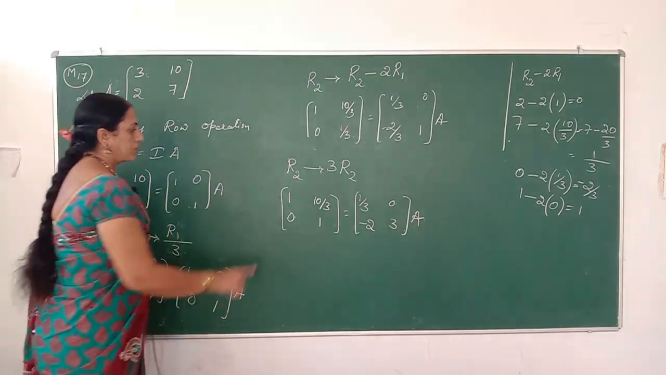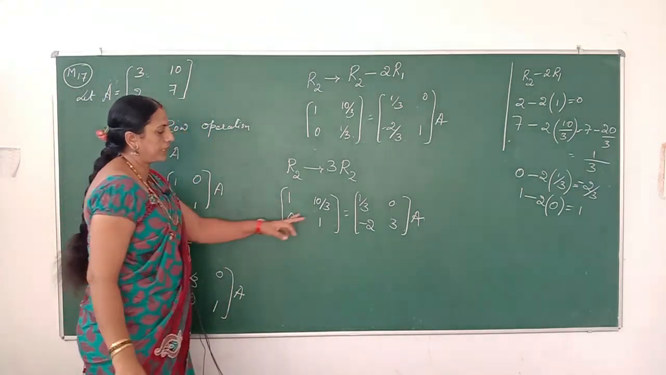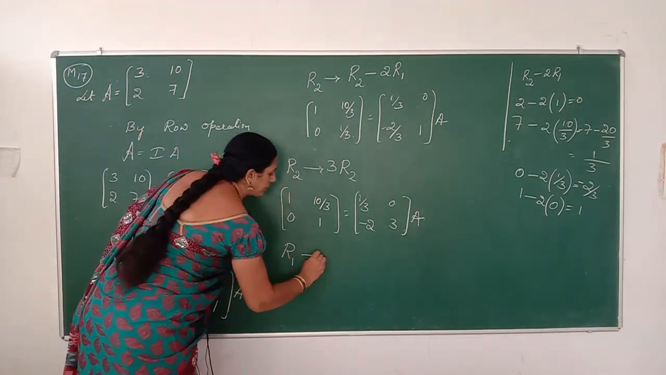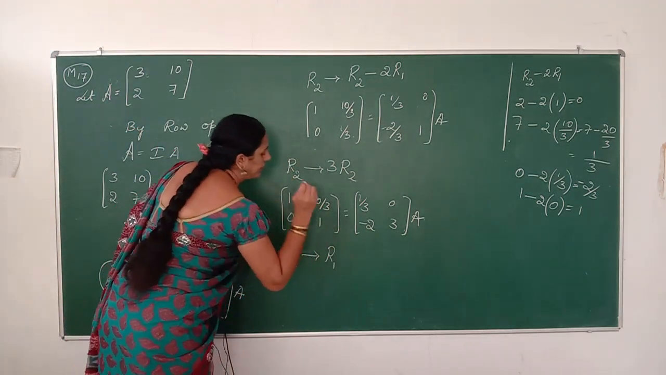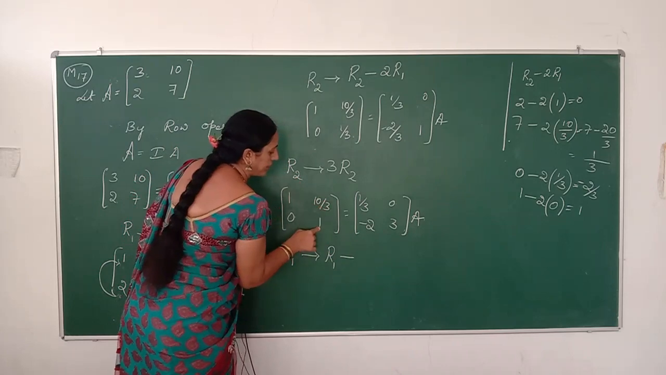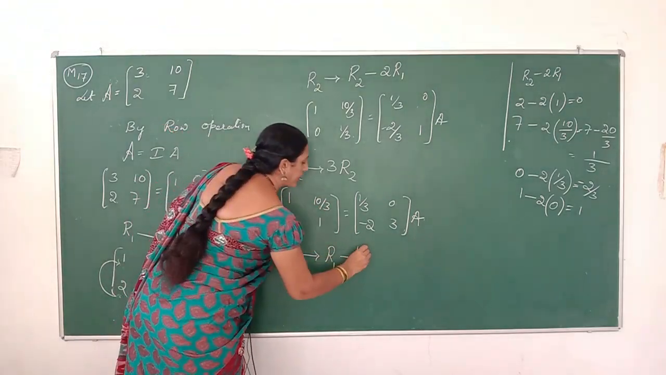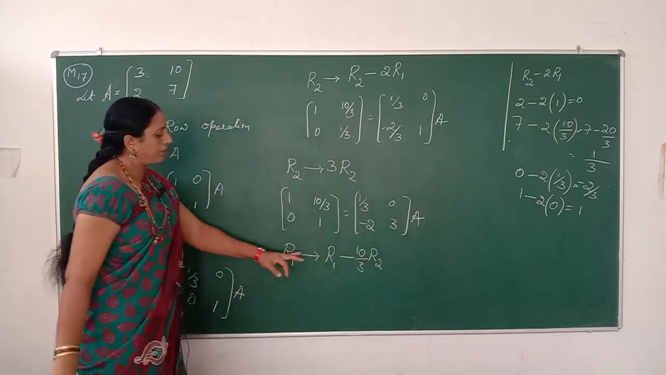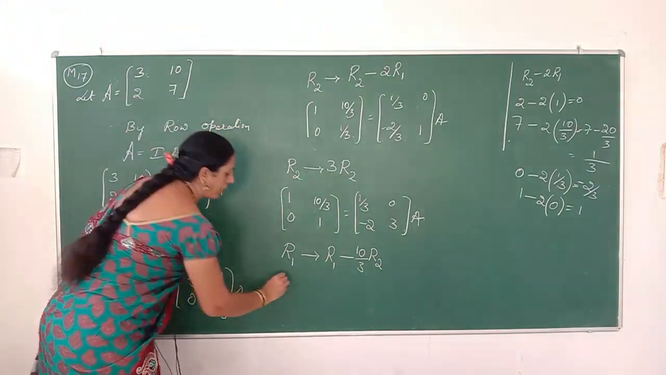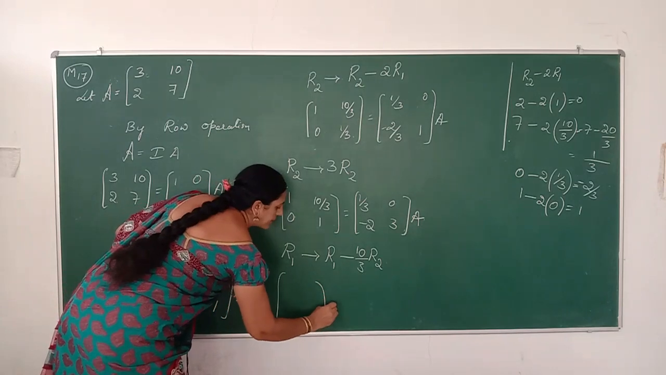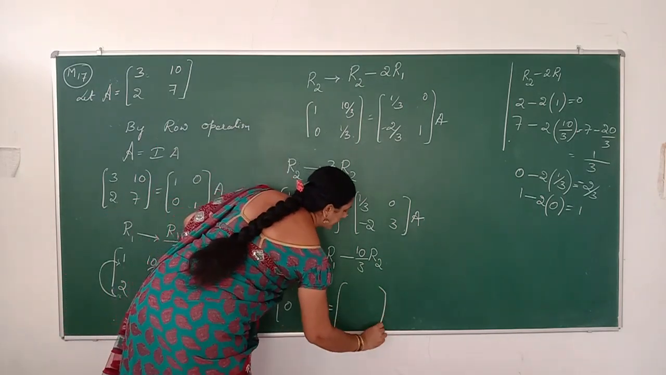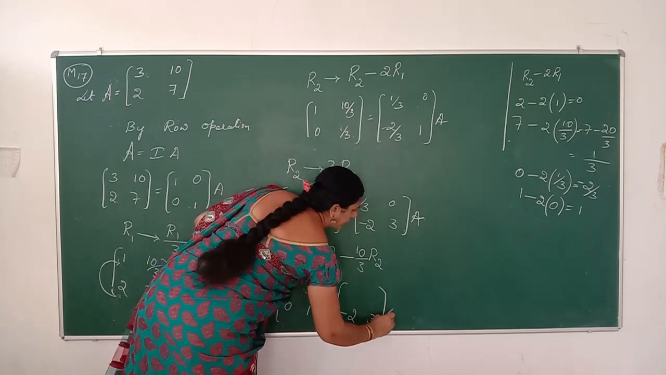Next one. So fourth place is 10 by 3. 10 by 3 can be written in the form of 0. Therefore R1 can be changed with R1 minus the same elements multiplied by R2, 10 by 3 of R2. So R1 minus 10 by 3 of R2. Therefore the elements of the second row are 0, 1 and on the right hand side also minus 2, 3.